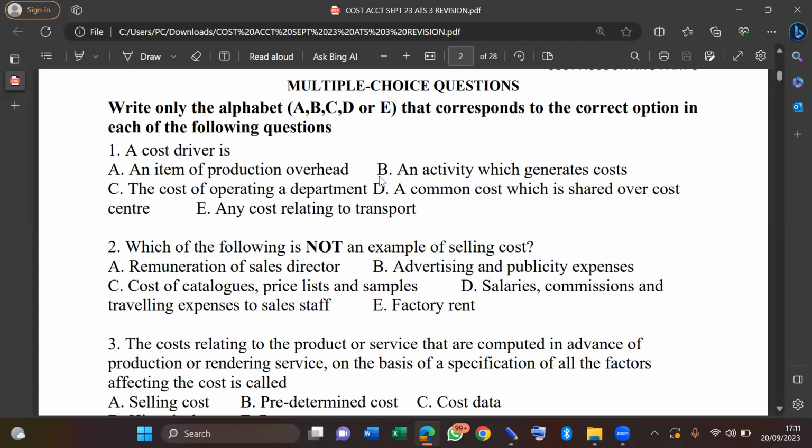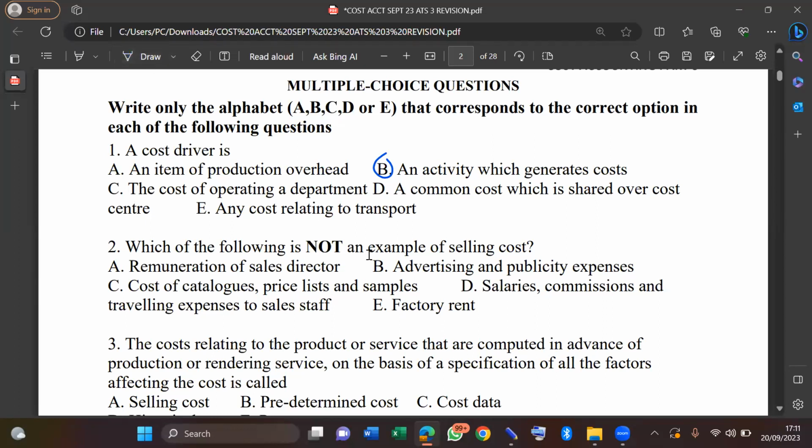B. An activity which generates cost. A cost driver is an activity that generates cost. So B is the correct answer.